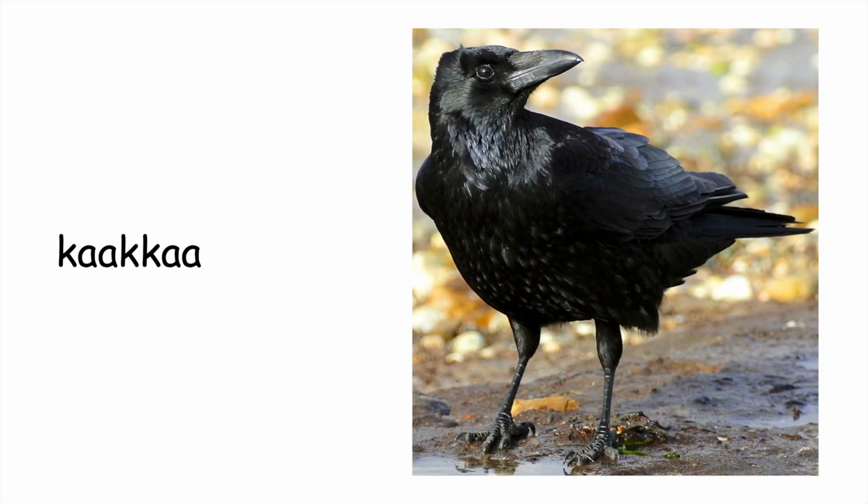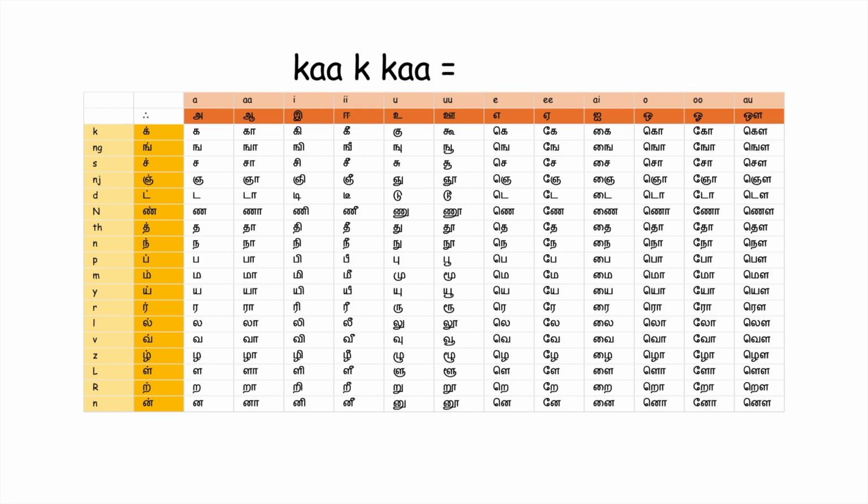Let's try this with an actual word. Kaka in Tamil means crow. To write it, you need to know the syllables, which are ka, uk, and ka. So now back to our chart. Let's try and find the letter for ka. The k consonant is here, and the a sound is here. So the intersection is here, so that's our syllable ka.